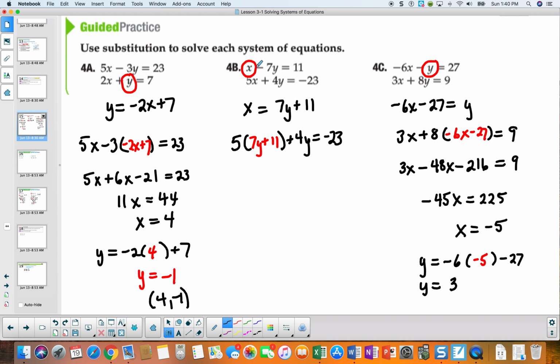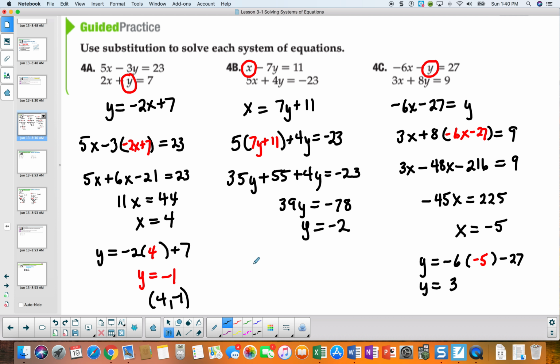Here I kind of got a head start. Solve for x, and then what I'm going to do is bring x and substitute it into the lower one. So this is going to be 35y plus 55 plus 4y is equal to negative 23. I now have 39y is equal to negative 78, so y is equal to negative 2.